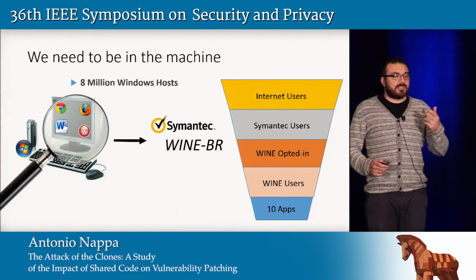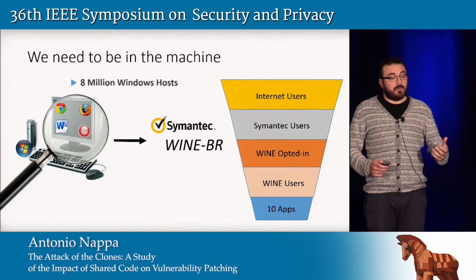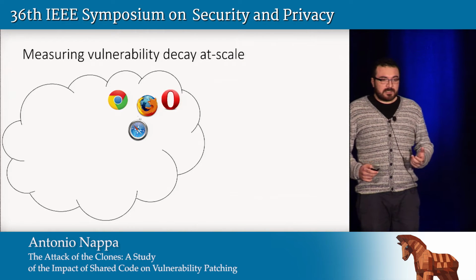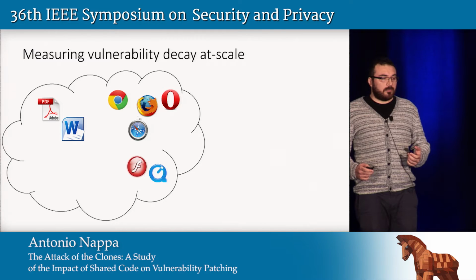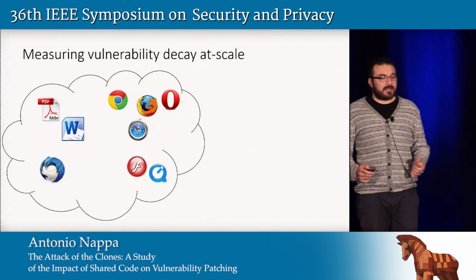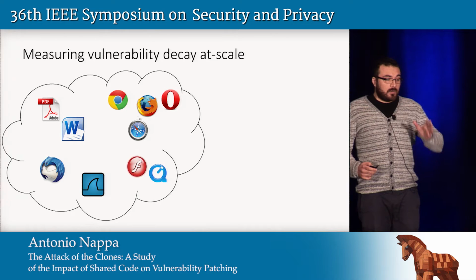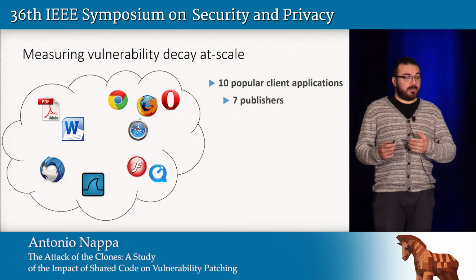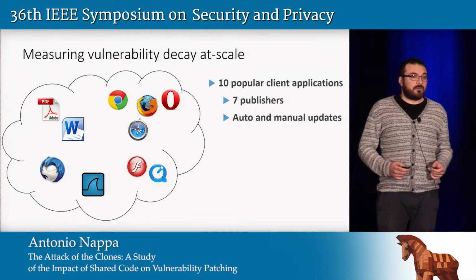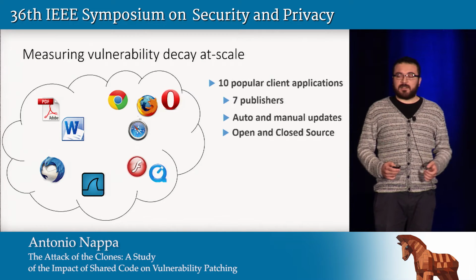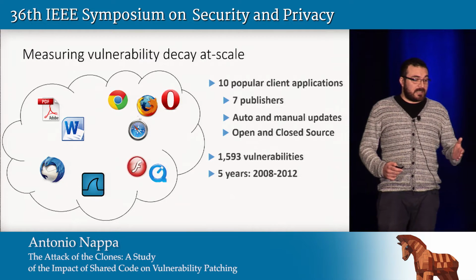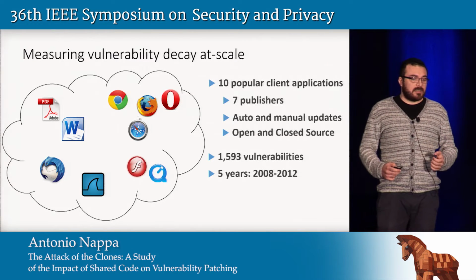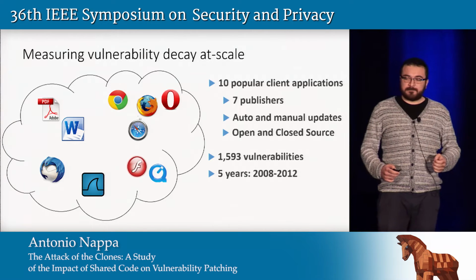So let me show you which applications we will study and why we selected them. We selected 4 browsers, 2 multimedia players, 1 document reader, 1 document editor, 1 email client, and 1 networking tool. We selected these applications because they're popular. They are from different publishers, so they may have different patching policies. They have auto and manual updates. They are open and closed source. We selected and analyzed roughly 1,600 vulnerabilities over a period of 5 years across more than 8 million hosts.